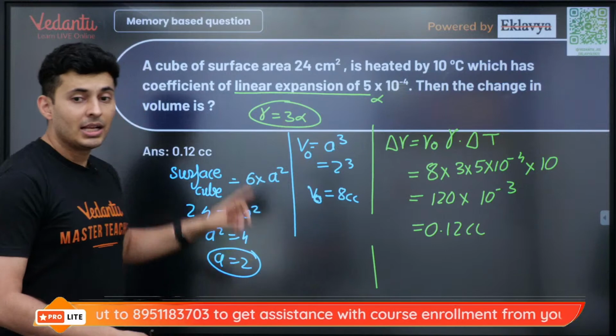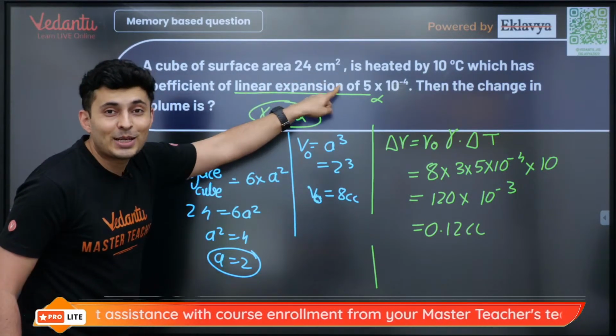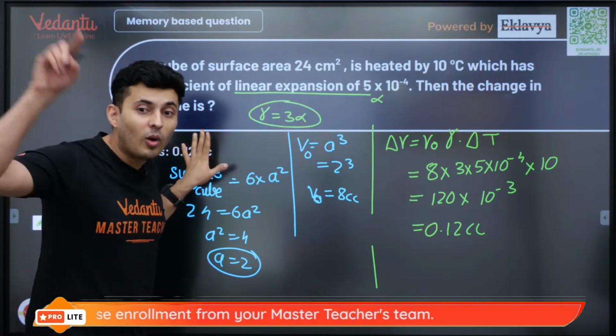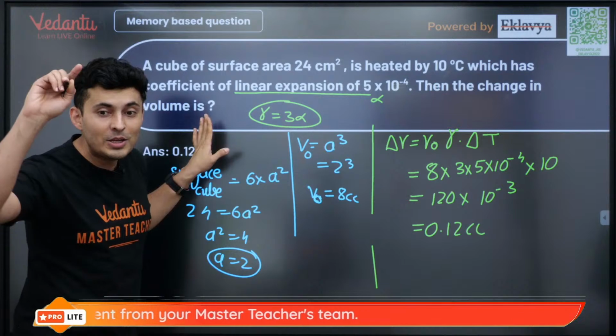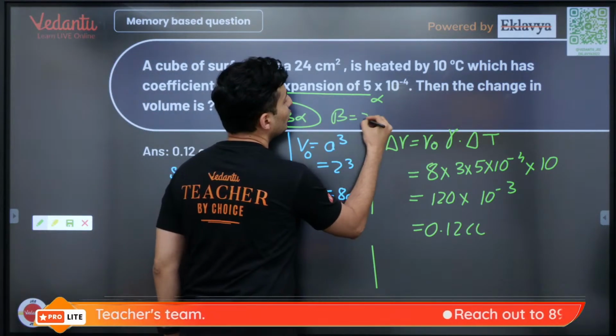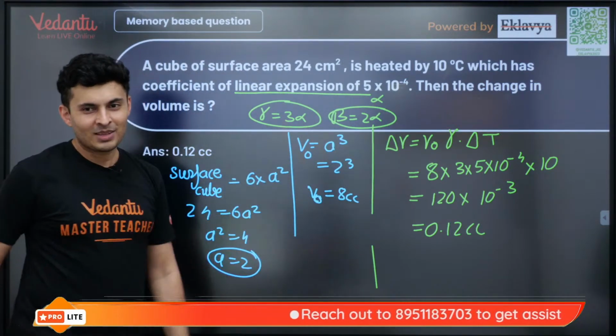How you got 3? Oh Rahul, this is the relationship between gamma and alpha. Remember, linear expansion is given, alpha is given, but volume change is asked. So you need the volume coefficient. So gamma is 3 alpha. Remember, beta is 2 alpha. Standard relation between alpha, beta and gamma.